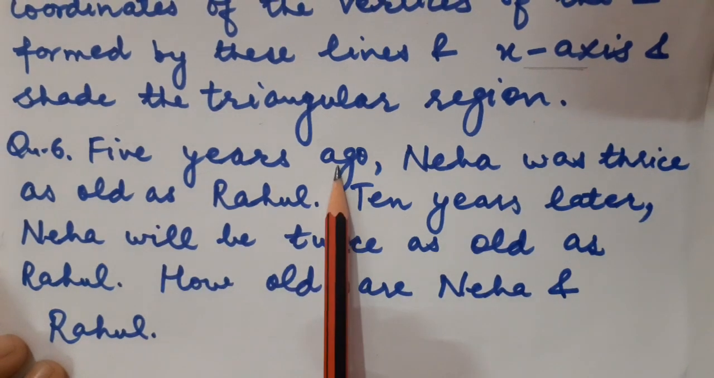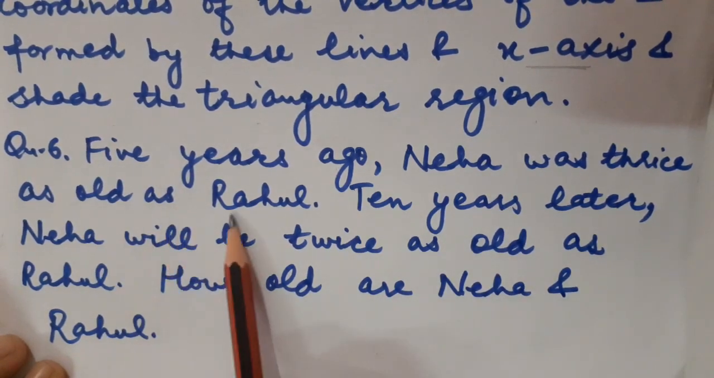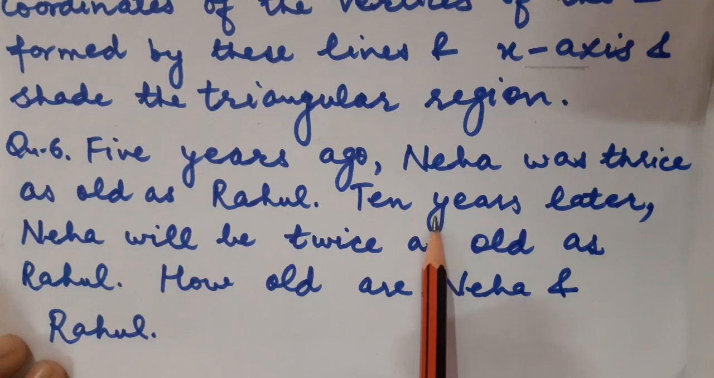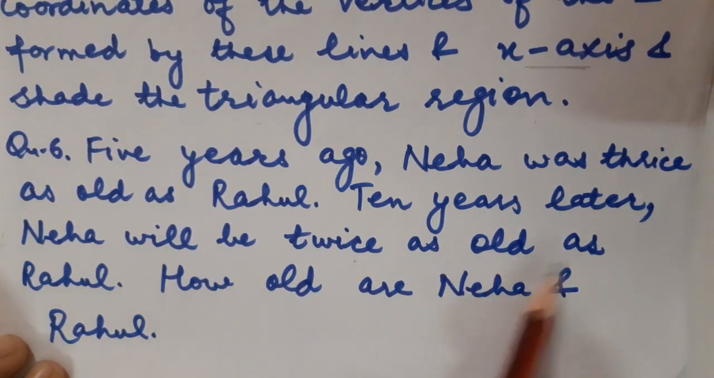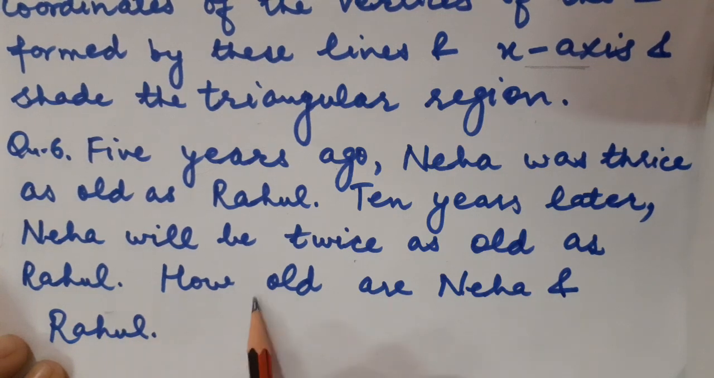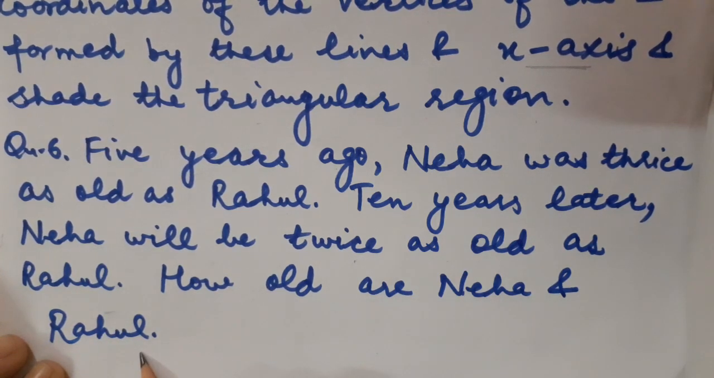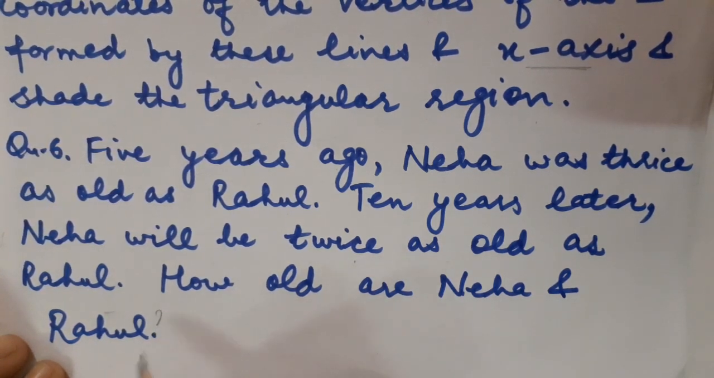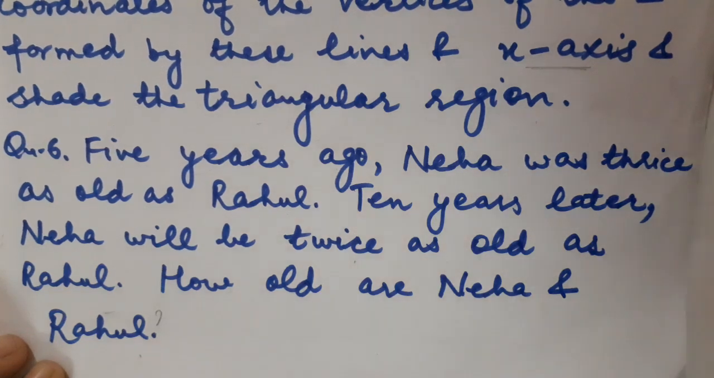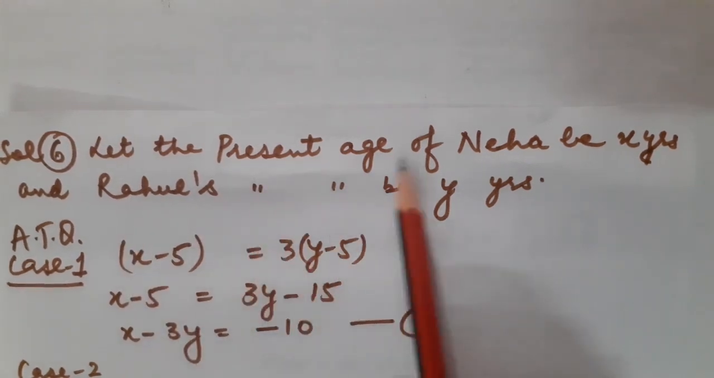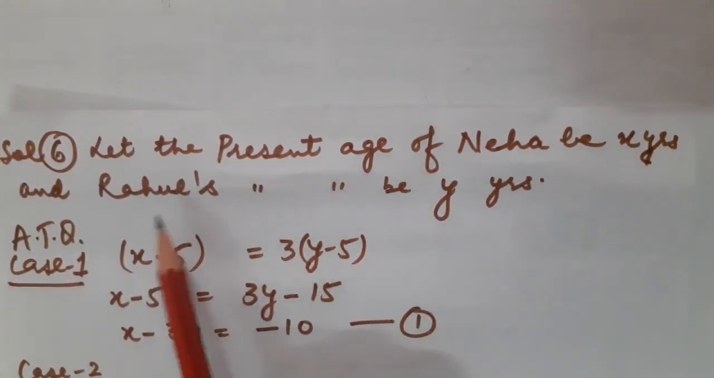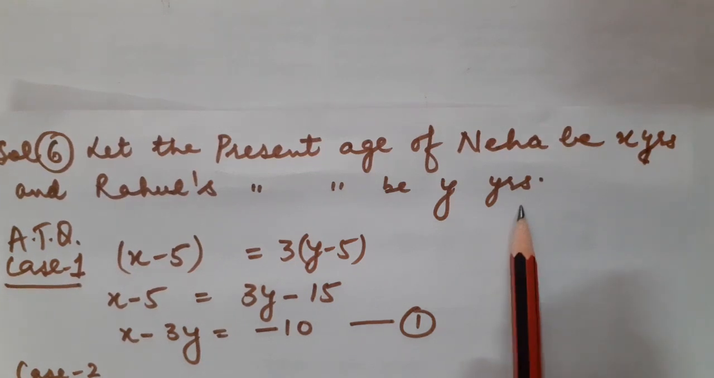5 years ago, Neha was thrice as old as Rahul. 10 years later, Neha will be twice as old as Rahul. How old are Neha and Rahul? Basically, we have to tell the present ages of Neha as well as Rahul. So here is the solution. Let the present age of Neha be x years and Rahul's present age be y years.